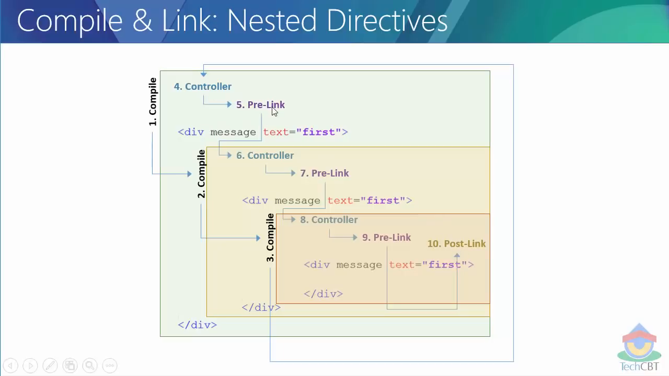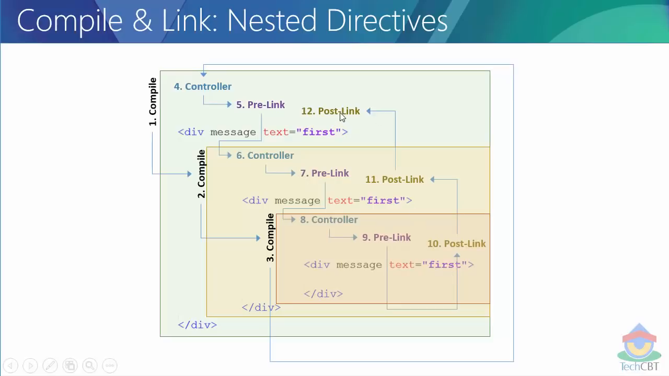While the controller pre-link will be going in the form of sliding, the post will always be going in the form of a ladder. So the post link of the inner one happens next, followed by the post link of the next outer one and the next outer one. So that is very, very important. The post is always in the form of a ladder going up, but the controller and the pre-links are next to each other, sliding along. So that is very important.